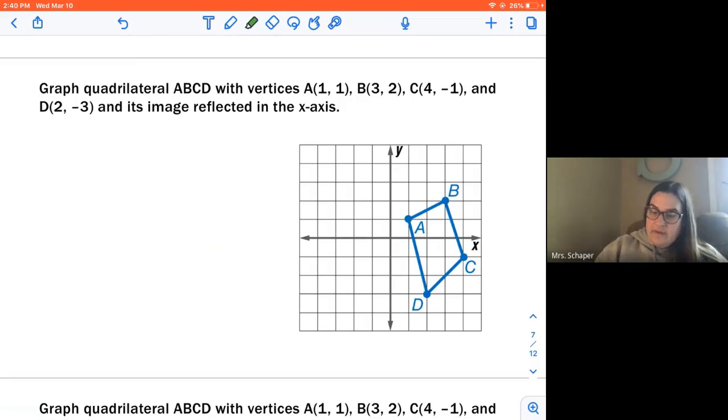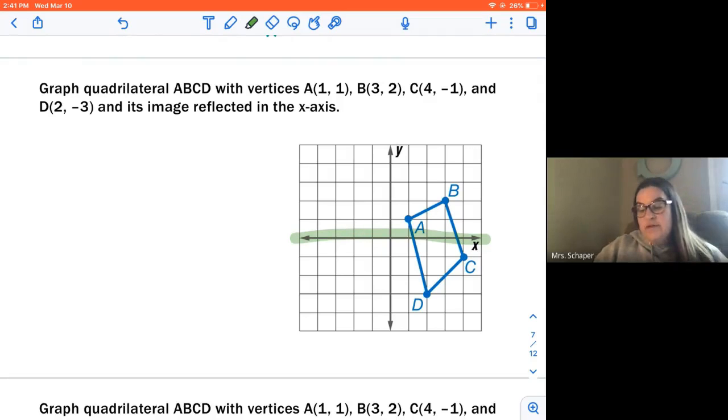All right. So we have this graphed here. And we want to graph its image when it's reflected on the x-axis. So here's my x-axis. I'm going to reflect it. So on my x-axis, oops, maybe I should do the x-axis instead of the y. My apologies. Here is the x-axis.